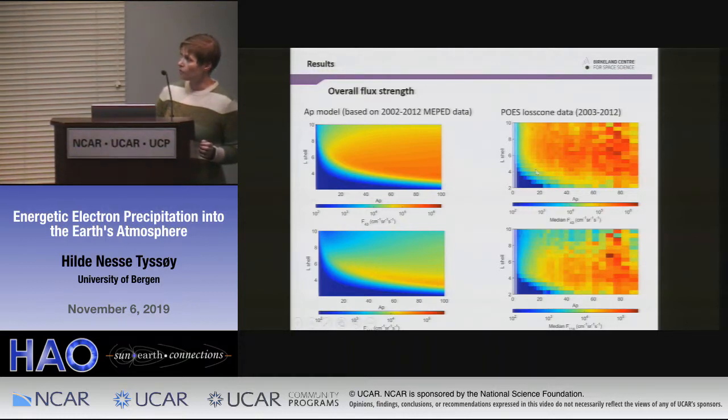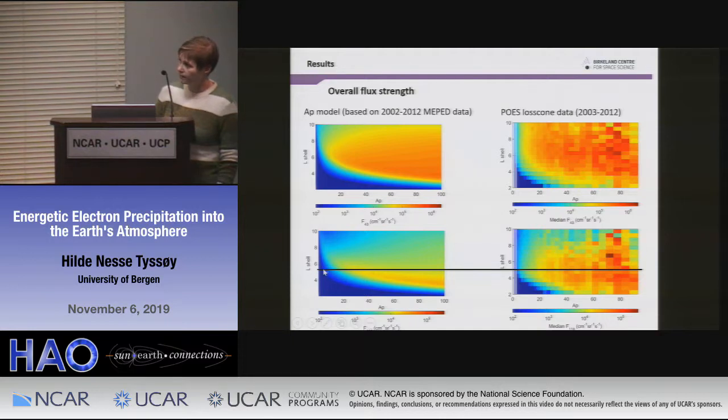The features are more or less the same in both pictures, and I forgot to mention that we sorted the loss cone data in the same manner as they did to make the AP model, so it should be comparable. But in general, there is an order of magnitude more in the loss cone data compared to the AP model, and the features are more or less the same except when you go to higher energy.